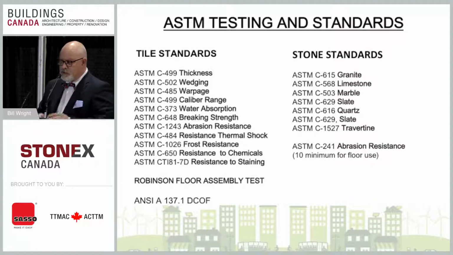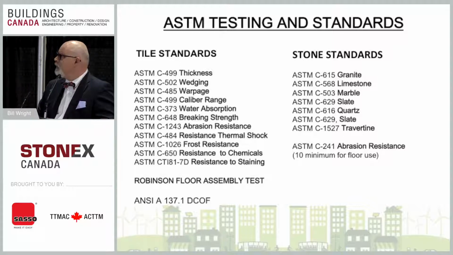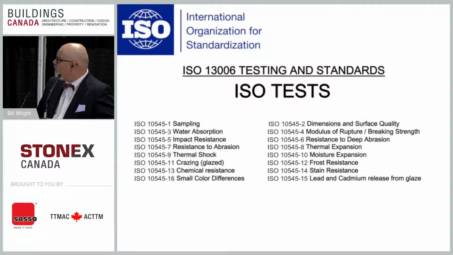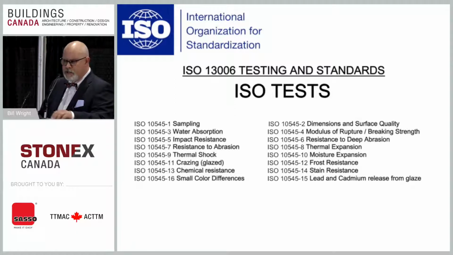It's a great way to keep everybody on an even keel in terms of what you're getting. Just because two things look the same doesn't necessarily mean they are the same. But if we can get into the finer details of the test data, it's easier to see how similar or dissimilar materials are. These are the American test standards. We've got the international test standards again, the ISO standards. We've adopted a lot of the ISO standards here in Canada.